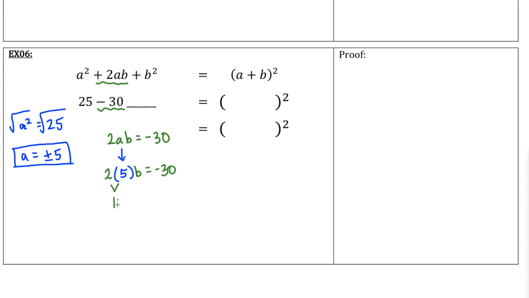So 2 times 5 is 10, and I divide by 10. b equals negative 3. So when a is 5, b was negative 3. And this negative 3 times negative 3 would give me a positive, I want to put that in blue, a positive 9.